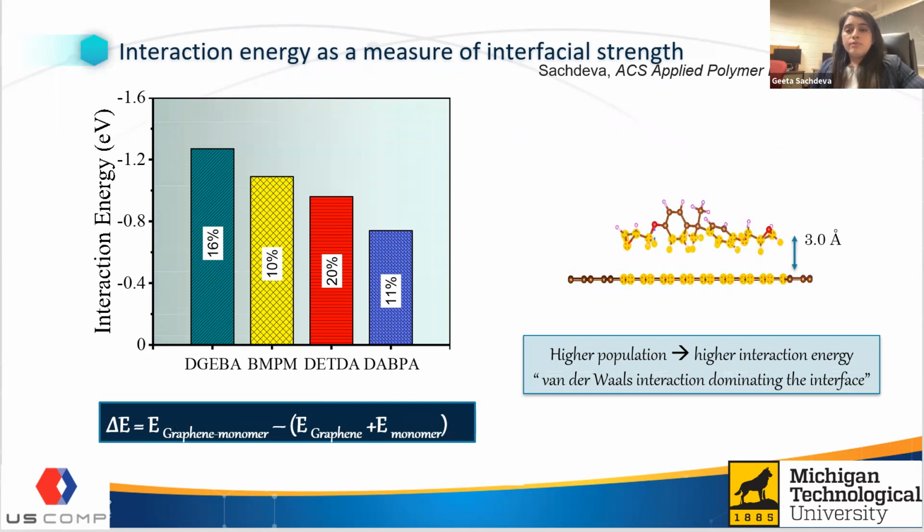However, to validate those numbers, we have also calculated the population of atoms, which can be defined as the number of atoms at the surface within 3 angstrom distance from the graphene surface, as shown in the figure. We have found that the higher the population, the higher the interaction energy for that monomer graphene system. The formula written at the bottom is the formula we use to calculate interaction energy.